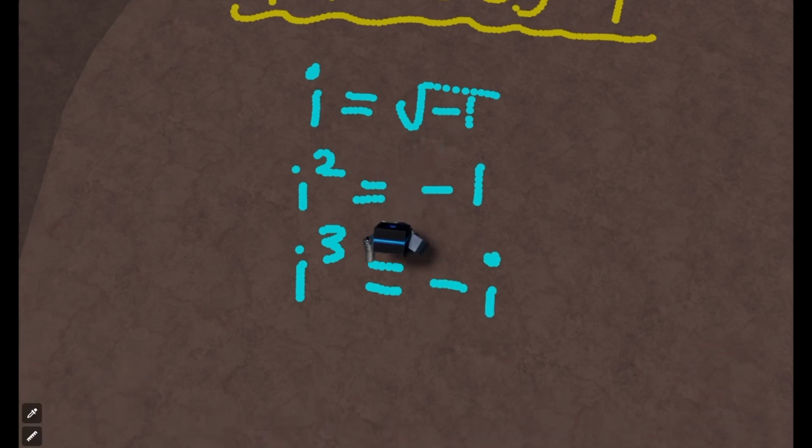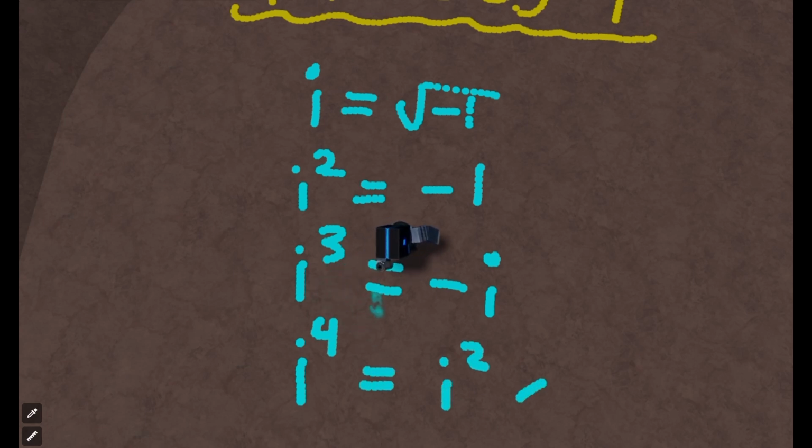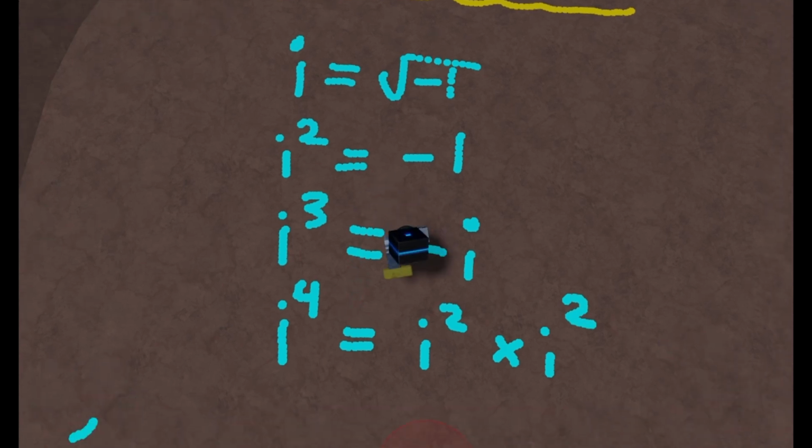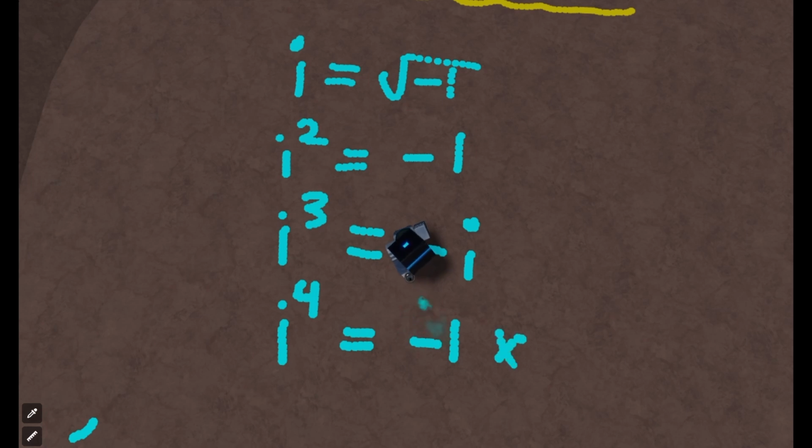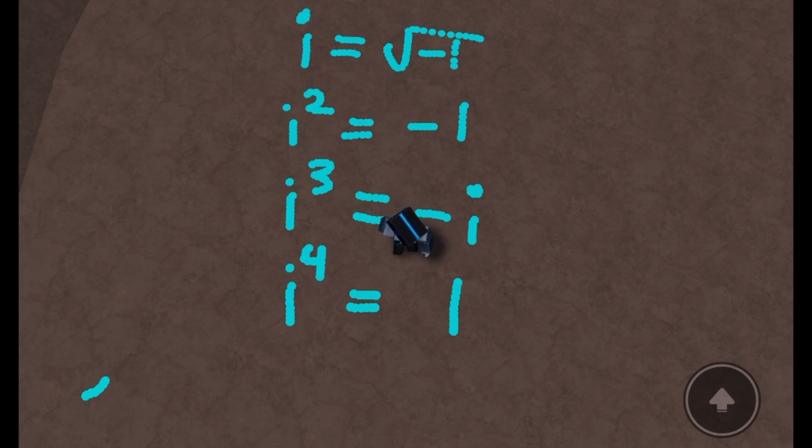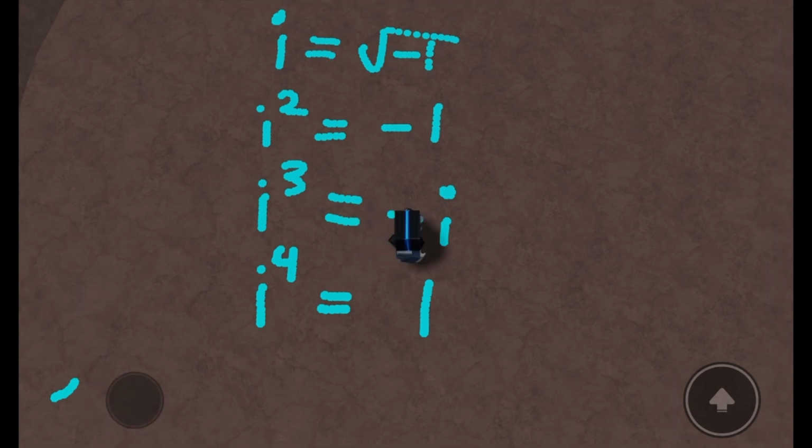And then what about i to the fourth power? Well, I can just write that as i squared times i squared, because 2 plus 2 is equal to 4. Well, we know i squared is -1. So that means I'll have -1 times -1, and that's just equal to 1. So i to the fourth power is equal to 1. Let's keep going and see if a pattern emerges.